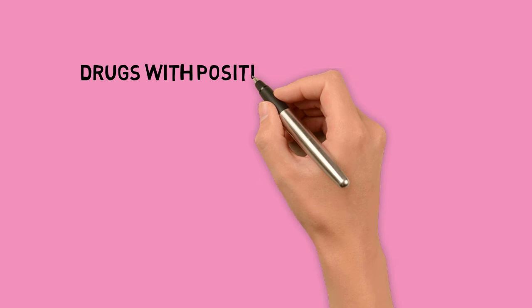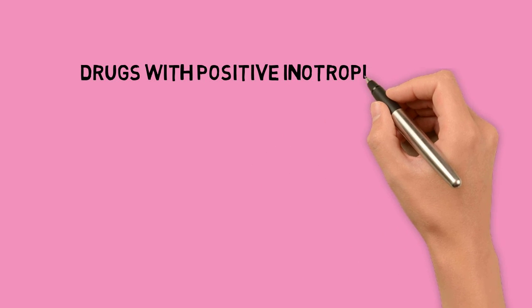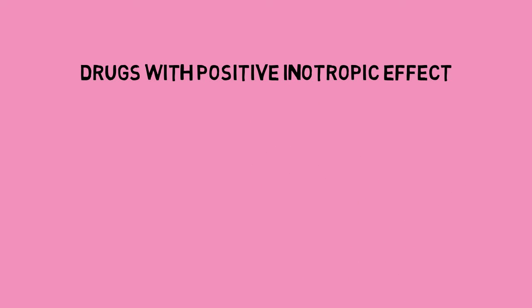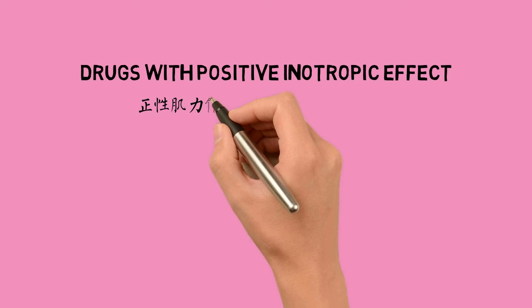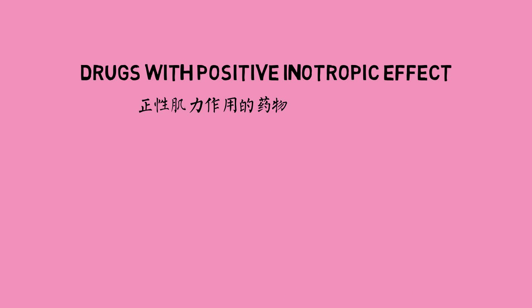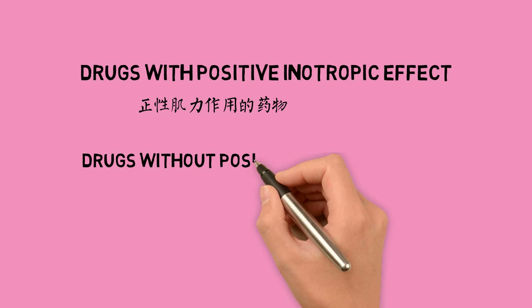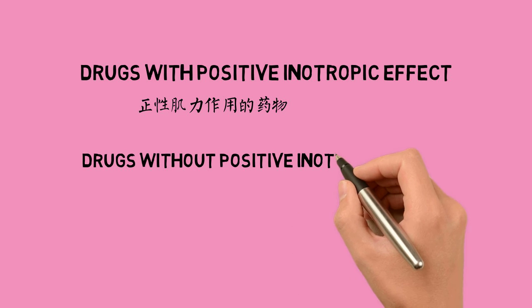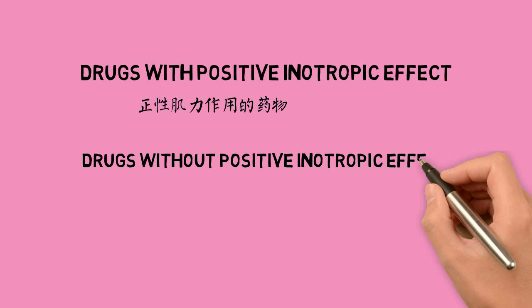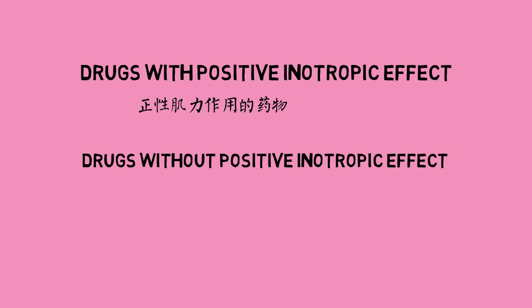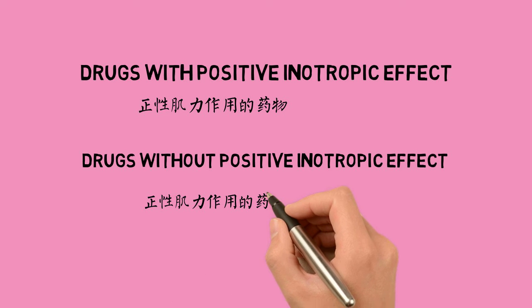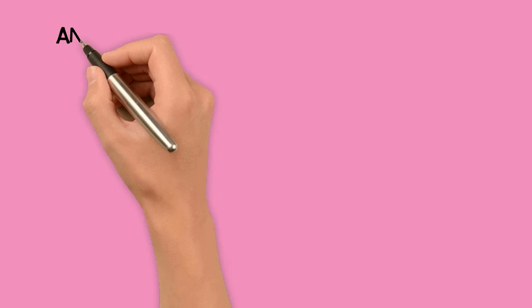Drugs used to treat heart failure can be broadly divided into two categories: drugs with positive inotropic effect and drugs without positive inotropic effect. Drugs with positive inotropic effect increase the force of contraction of the heart muscle. Drugs without positive inotropic effect, such as diuretics and vasodilators, work by reducing heart load.